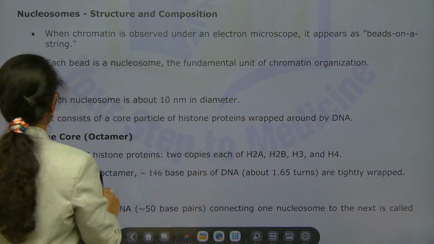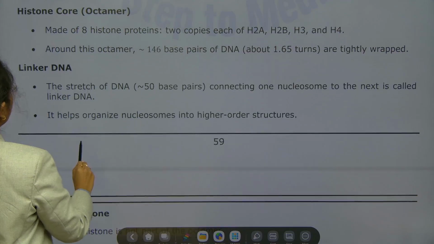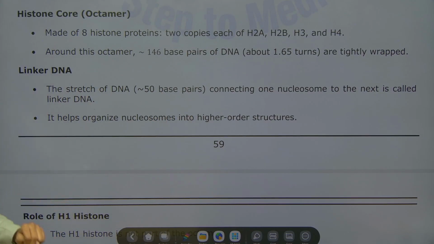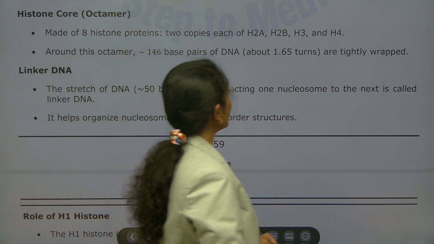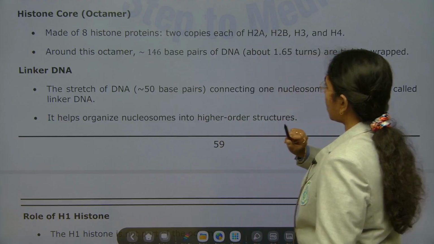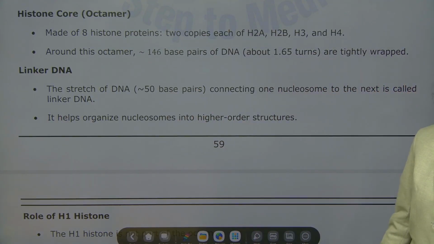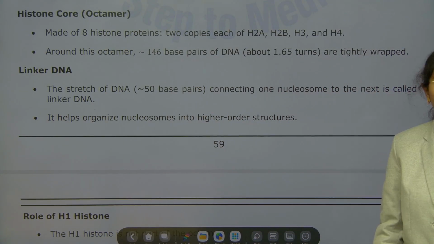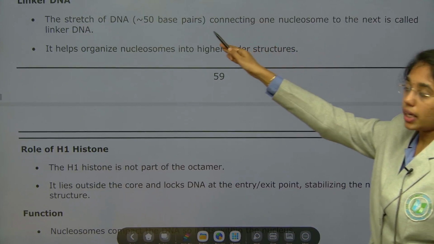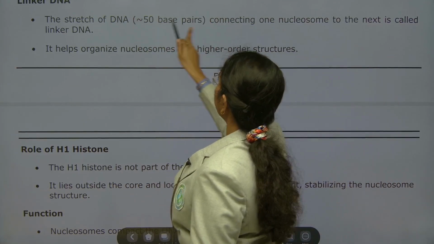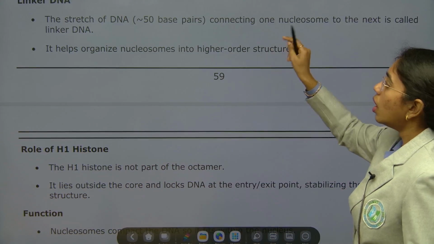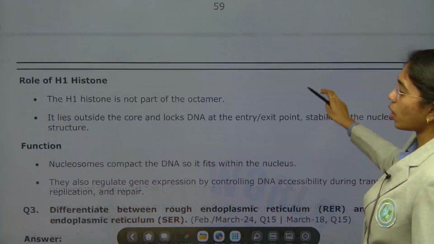Clear? Next, the histone octamer. This is made up of how many proteins? 8 proteins, 2 sets of 4 proteins: H2A, H2B, H3, H4. Around this octamer, 146 base pairs of DNA are present. This is about how much? 1.65 turns, which are tightly wrapped. Next is linker DNA, the stretch of DNA of about 50 base pairs connecting one nucleosome to the next. It helps in organizing the nucleosomes into higher order structure.